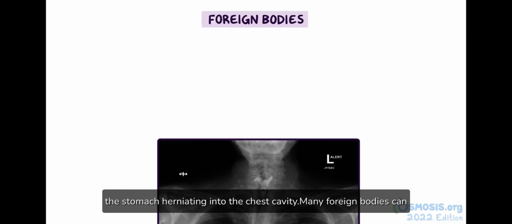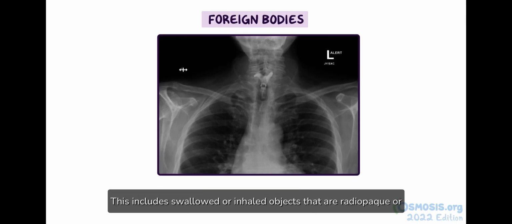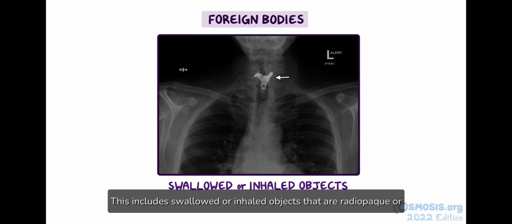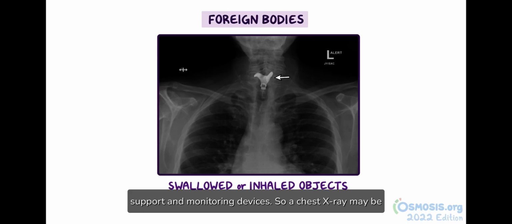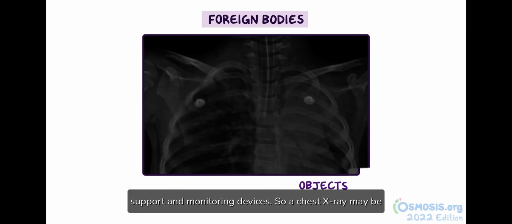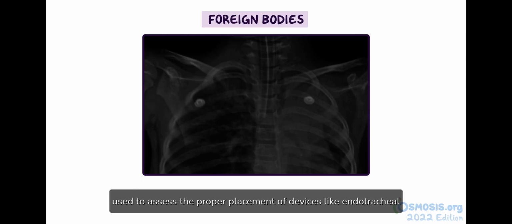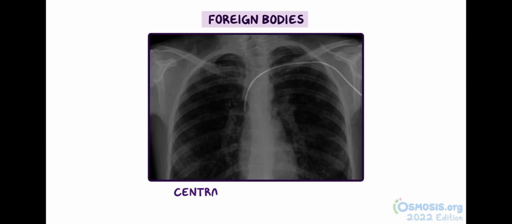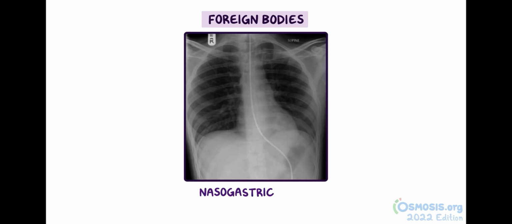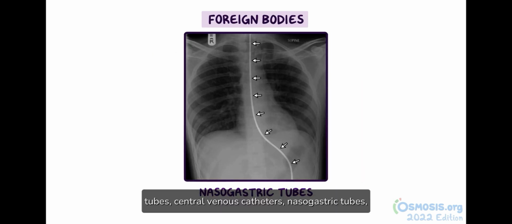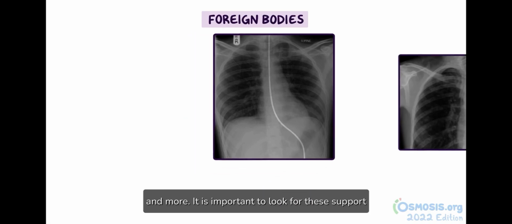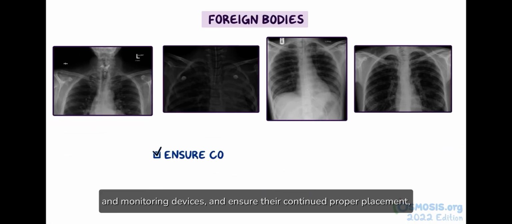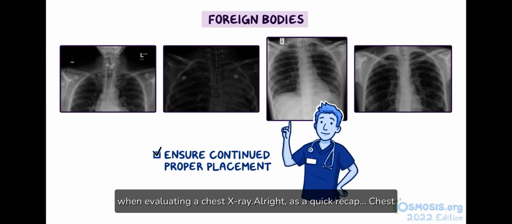Many foreign bodies can be seen on a chest X-ray. This includes swallowed or inhaled objects that are radiopaque, or support and monitoring devices. So, a chest X-ray may be used to assess the proper placement of devices, like endotracheal tubes, central venous catheters, nasogastric tubes, and more. It is important to look for these support and monitoring devices and ensure their continued proper placement when evaluating a chest X-ray.